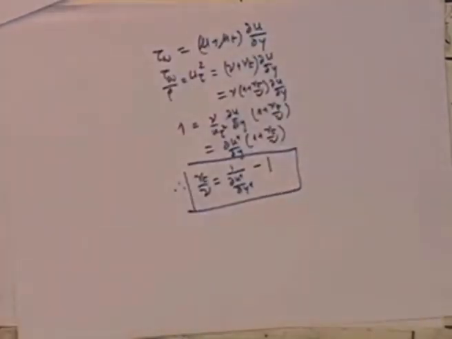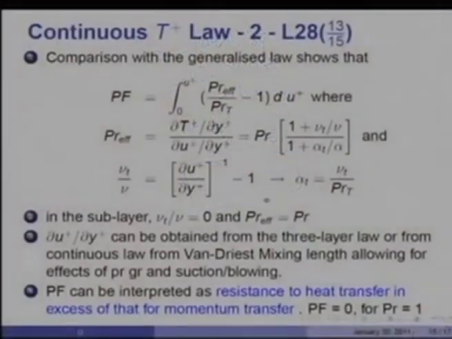So that is what I have shown here. We say nu_t by nu is equal to (du+/dy+)^(-1) minus 1, and alpha_t would be simply nu_t divided by Prandtl_t. This expression shows that du+/dy+ is equal to 1 in the laminar sublayer, and naturally therefore this will be 1 minus 1.